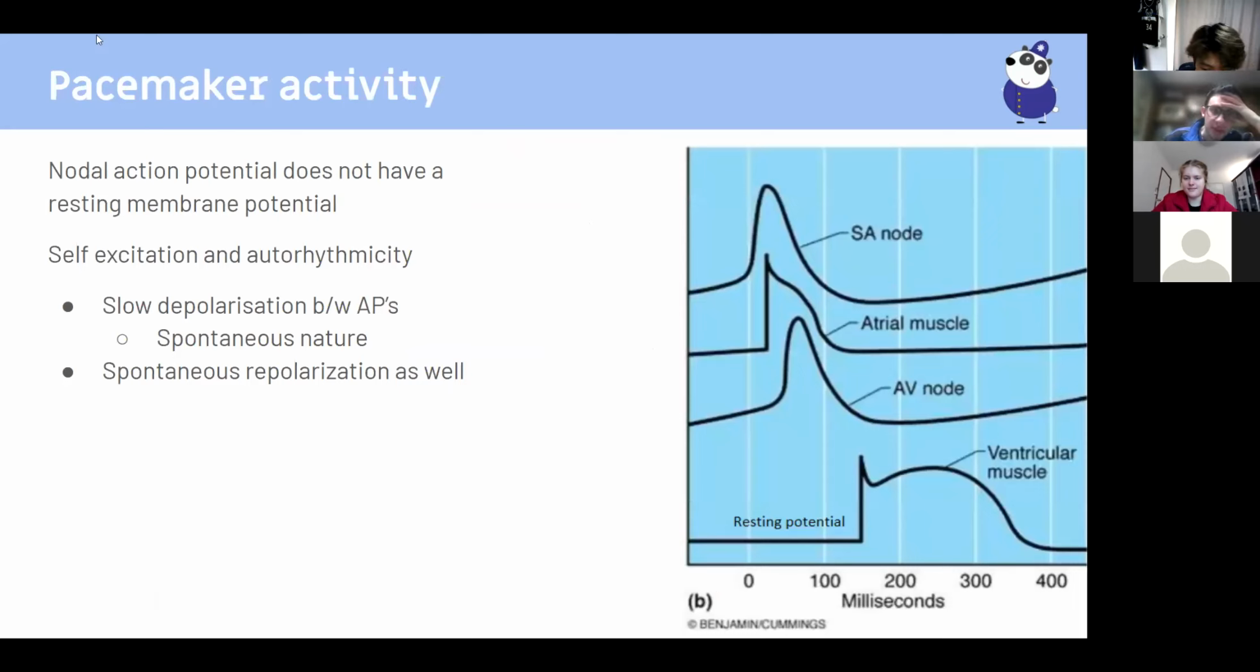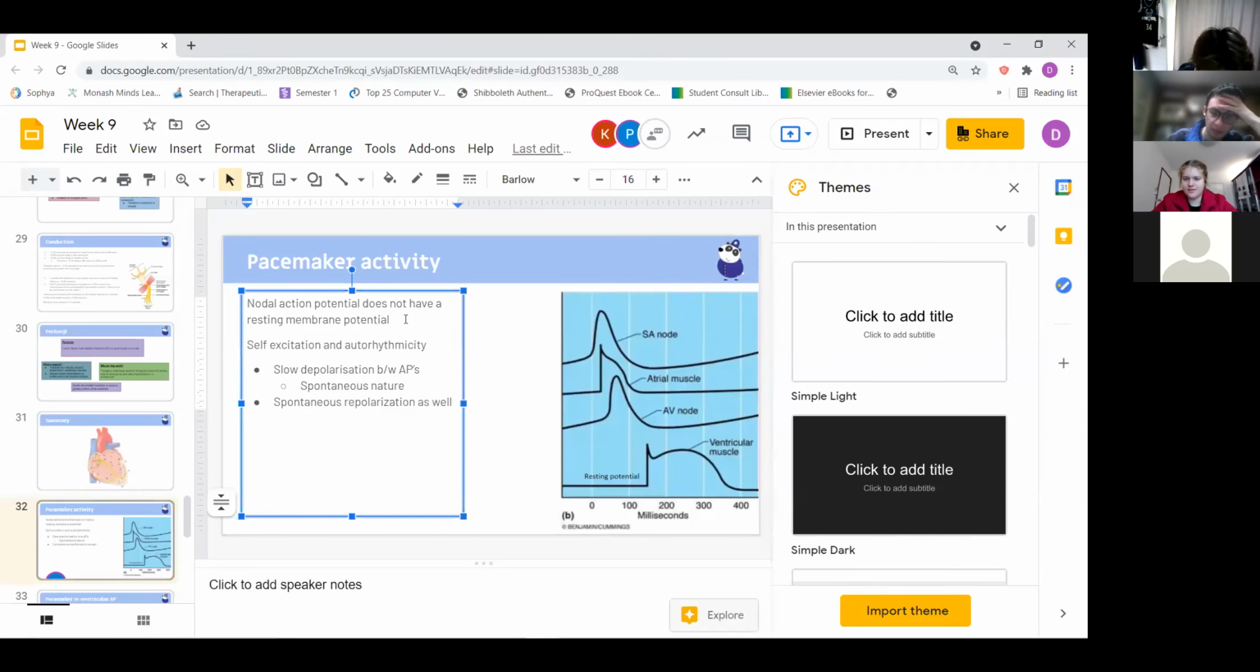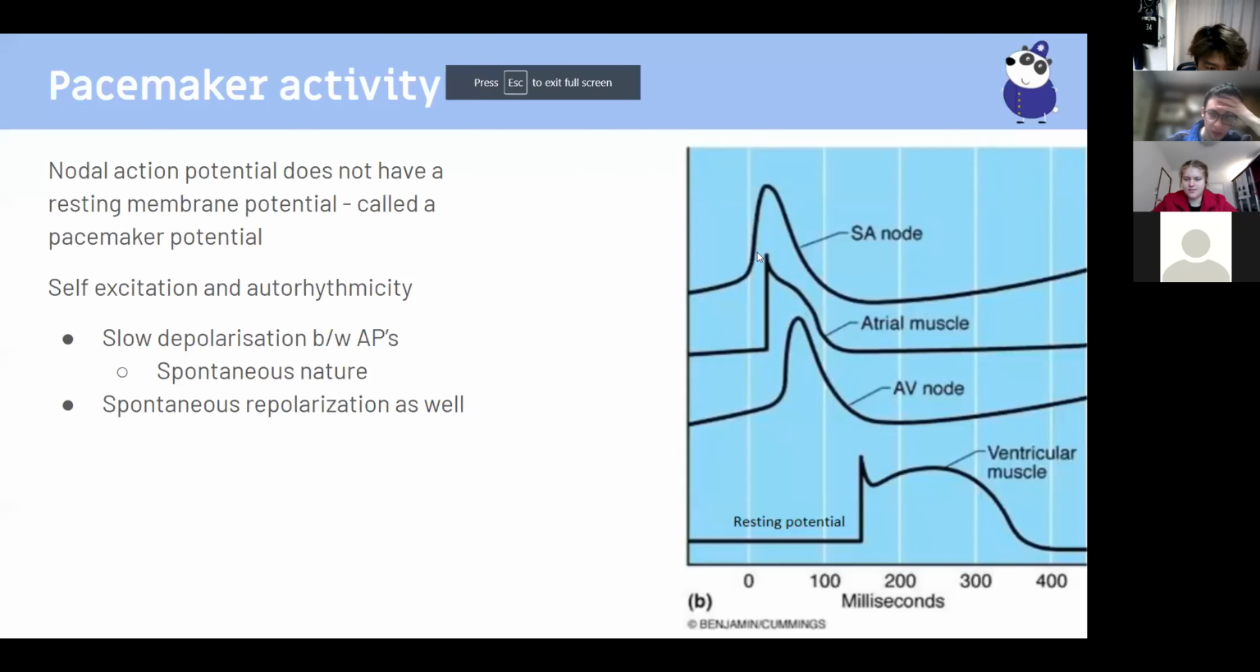This is just describing the pacemaker activity. So the nodal action potential does not have a resting membrane potential. It's called a pacemaker potential. These have self-excitation and autorhythmicity. In other words, they're self-sustaining.